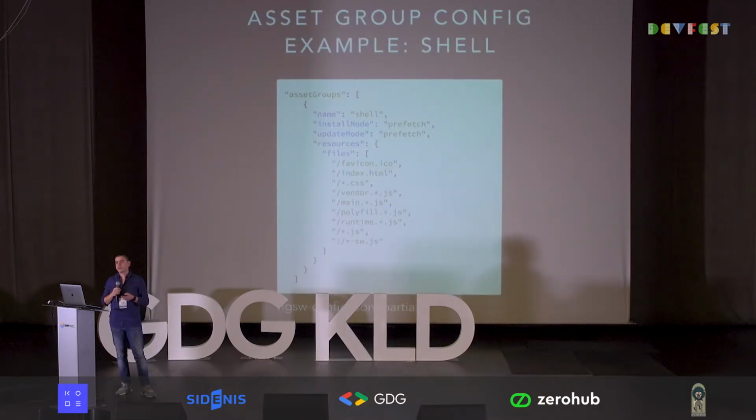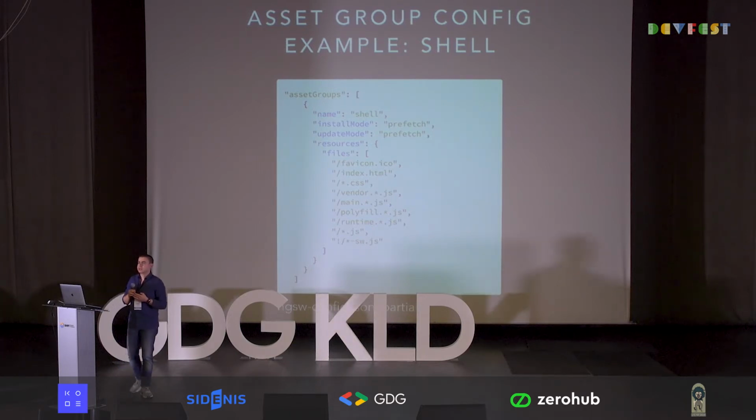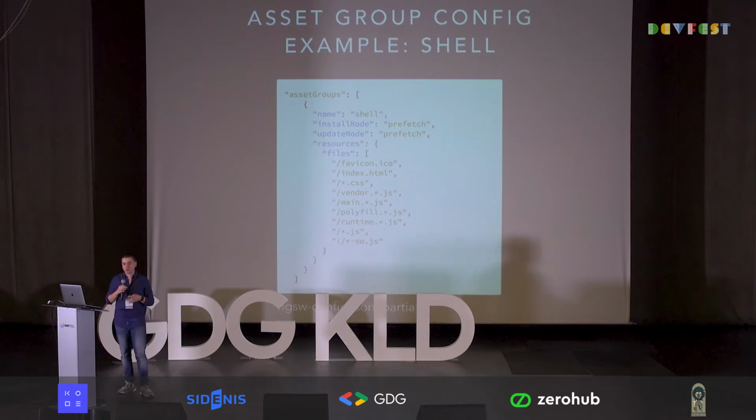This is a sample configuration for application shell. Application shell is an architecture for progressive web apps to provide the layout of your application without any data, without further JavaScript files. It's the core layout dependencies of the progressive web app. As you can see, the core layout for a web application is basically an HTML file, a CSS file. In Angular environment it is vendor.js, main.js, polyfills, and runtime.js.